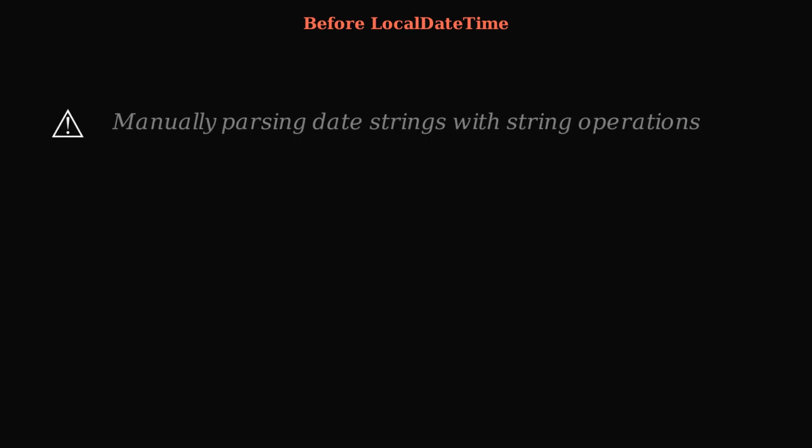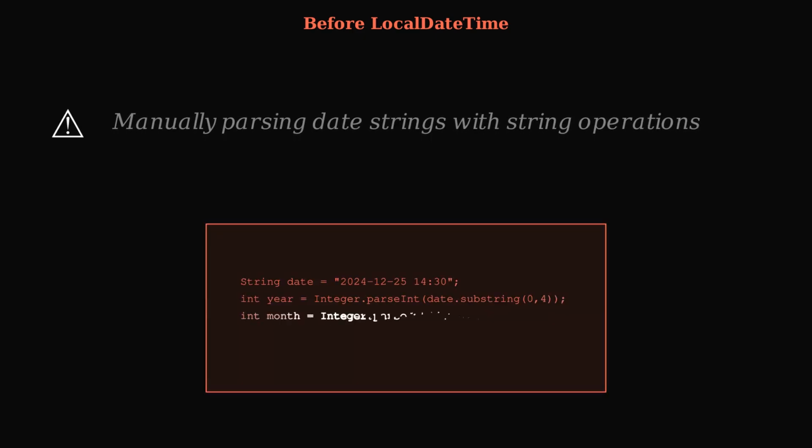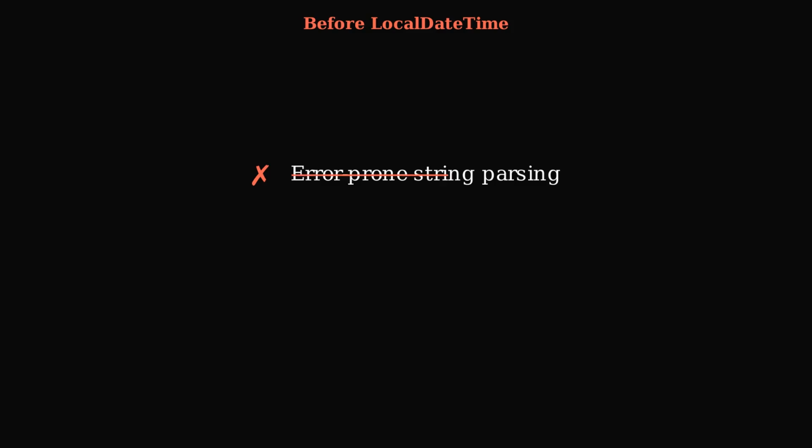So what happens without local datetime? Manually parsing date strings with string operations. Look at how messy the code gets. Error-prone string parsing. No date validation. Time zone issues. There has to be a better way.